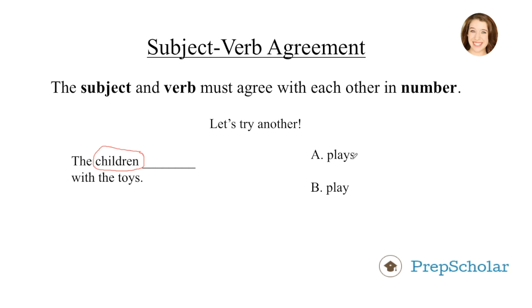A, plays, has that S on the end. That means that this is a singular verb. So it can't be A. We wouldn't say the children plays with the toys. But we could say the children play with the toys. Answer choice B, because that is a plural verb. So we could circle this as the best answer to this question because it matches the subject. It agrees with it in number.